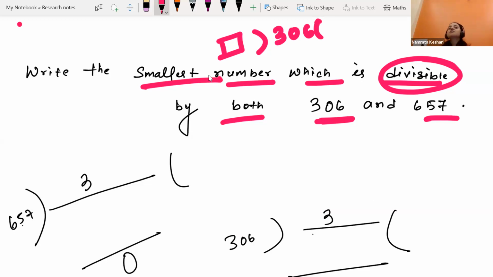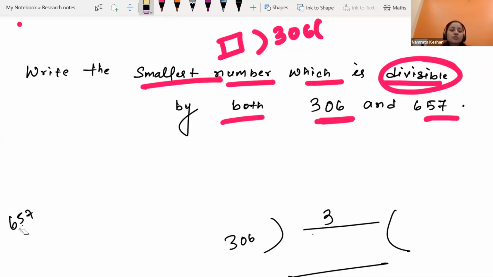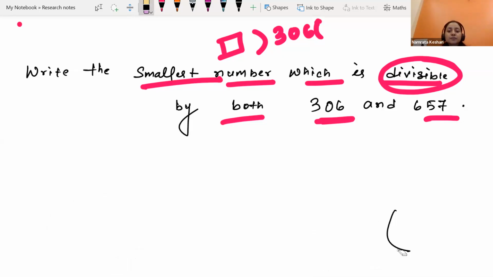The number itself is divisible by 306, and the number itself is divisible by 657. So we will be finding the LCM over here. Are you getting me? Yes, ma'am. Okay, so we will not get confused. We will use the prime factorization method and find the LCM. Let's do it.